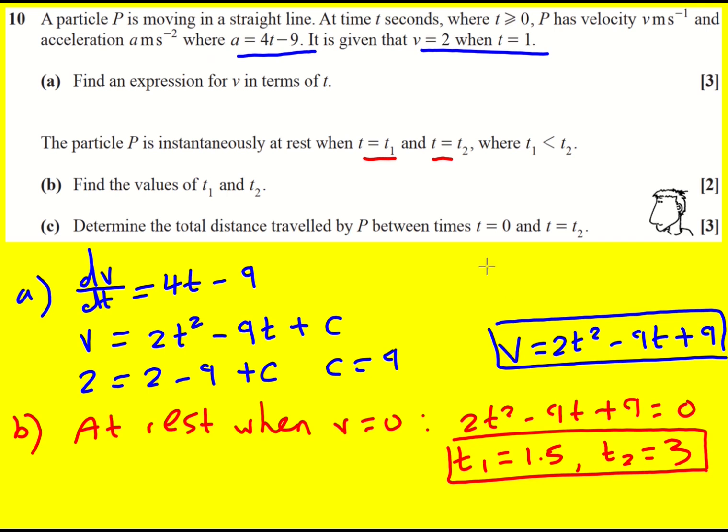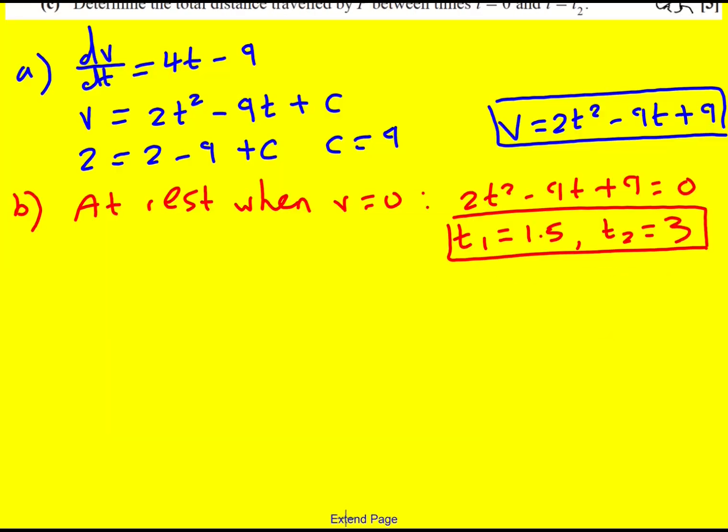Okay, finally, determine the total distance traveled by P between times t equals 0 and t equals t2, which we now know is 3. Now, be warned, do not just integrate between 0 and 3. Always draw a little sketch of a velocity time graph to see what's going on.